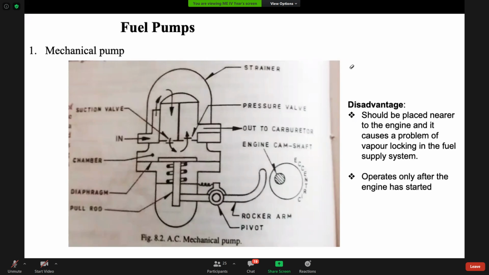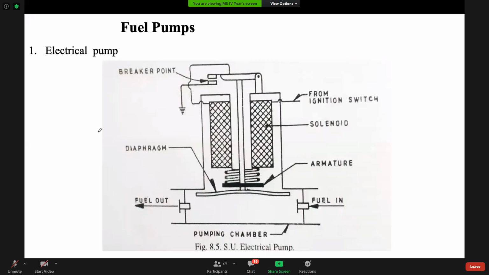So this is our mechanical pump, and I can see many of you have drawn this diagram also. Now we will see the next type of pump, that is the electrical type of pump. As the name suggests, the previous one, your mechanical pump, worked completely with a mechanical lever and camshaft arrangement for the motion of your diaphragm. Here, for the movement of our diaphragm, here is our diaphragm.